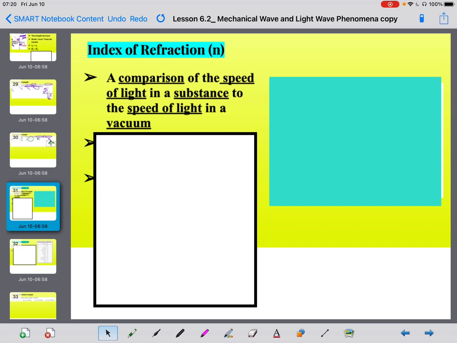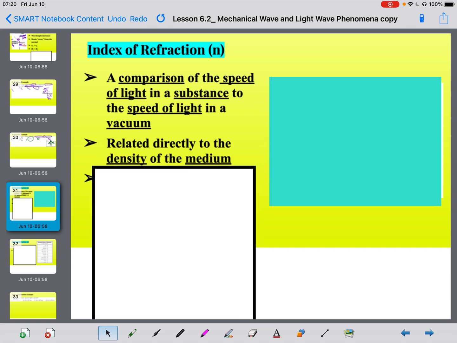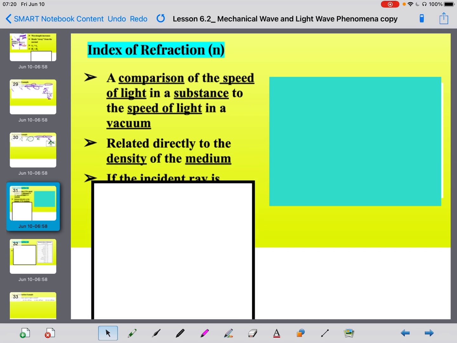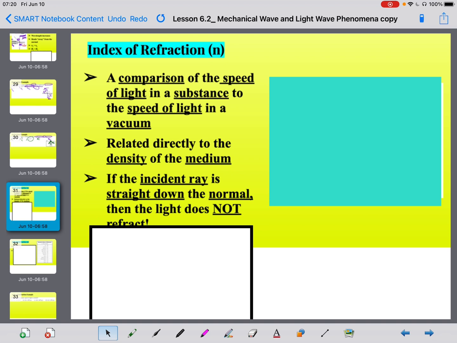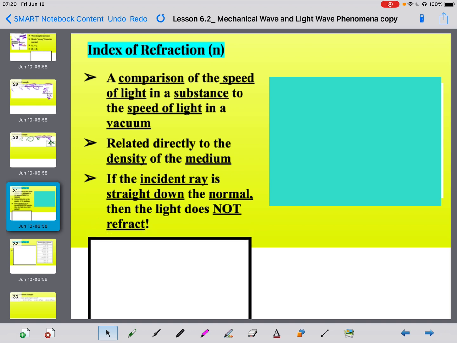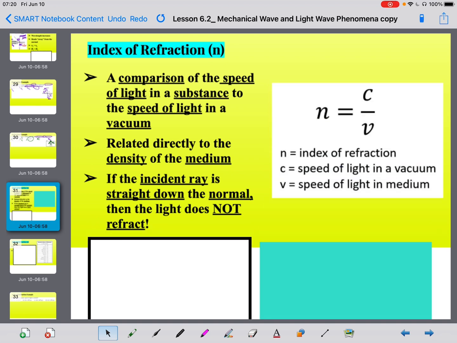which is technically not a medium. It's related directly to the density of the medium, and if the light ray is straight down, the normal, then light does not refract. So this is the formula you would use. This is actually found on page 5 for waves.